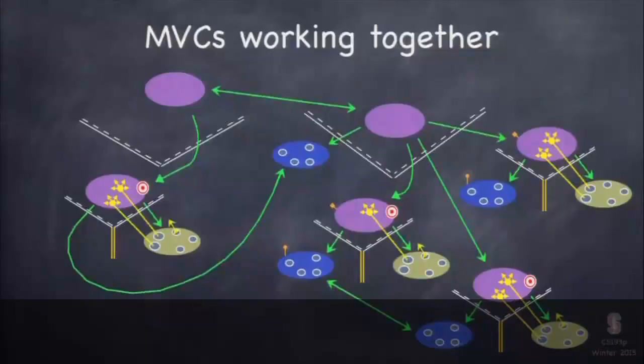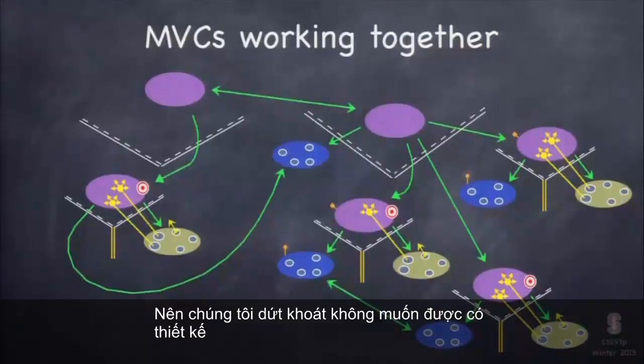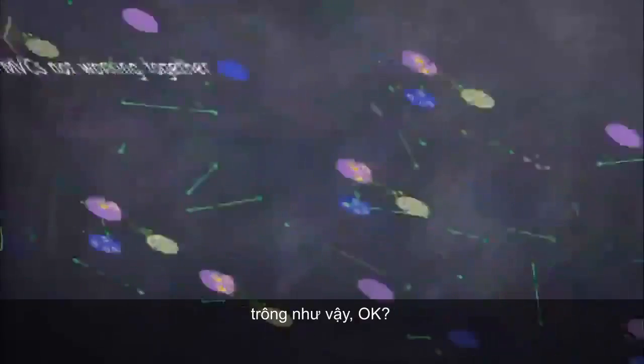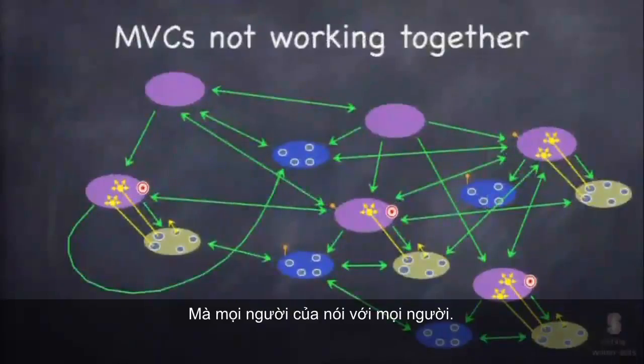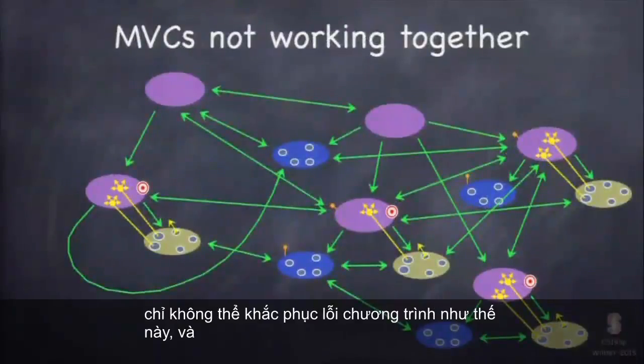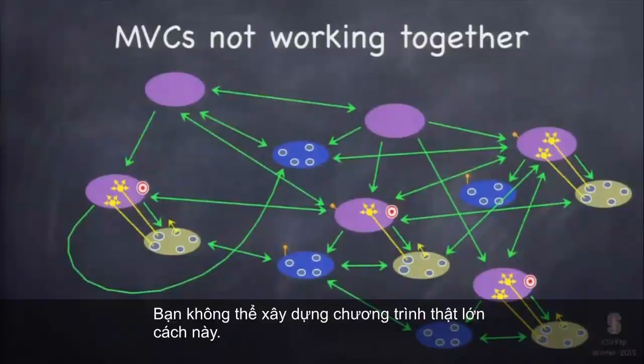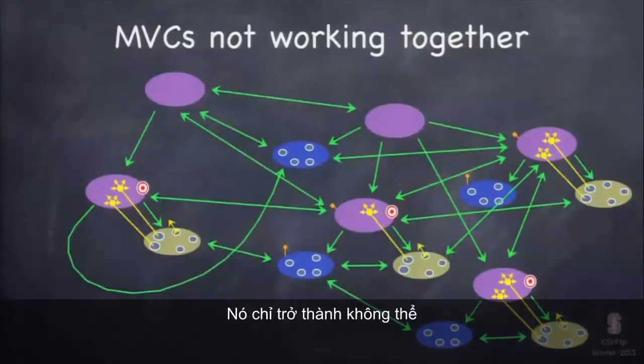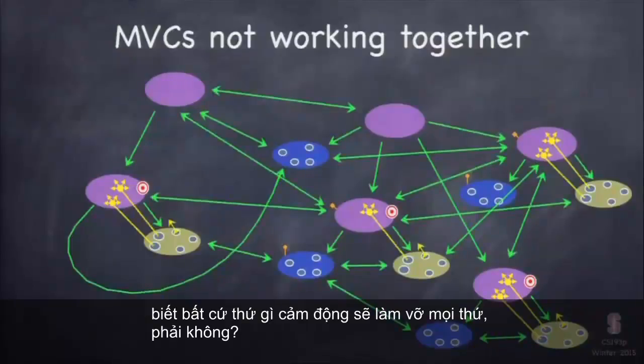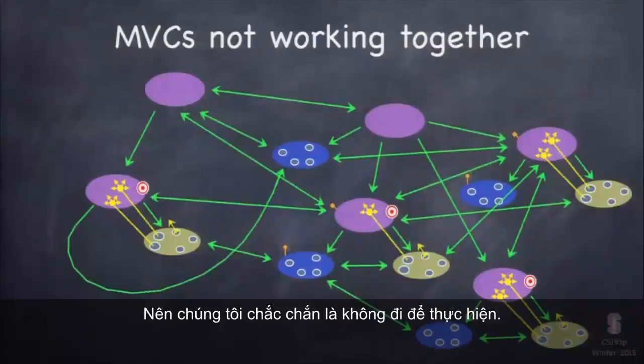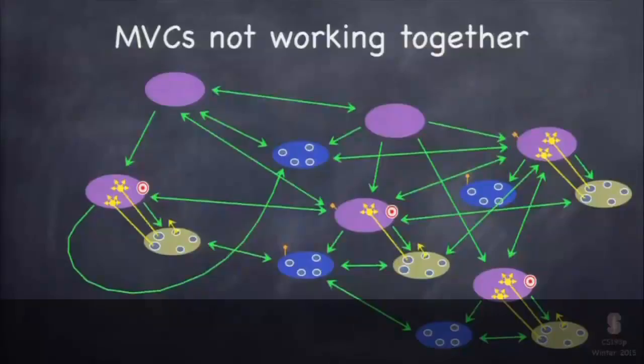Any question about that? So we definitely don't want to be having designs that look like this. Okay? Where everybody's talking to everybody, we can't tell who's talking to what. It's just impossible to debug a program like this, and it doesn't scale. You can't build really big programs this way. It just becomes impossible to know how touching anything would break everything, right? So we're definitely not going to be doing that.